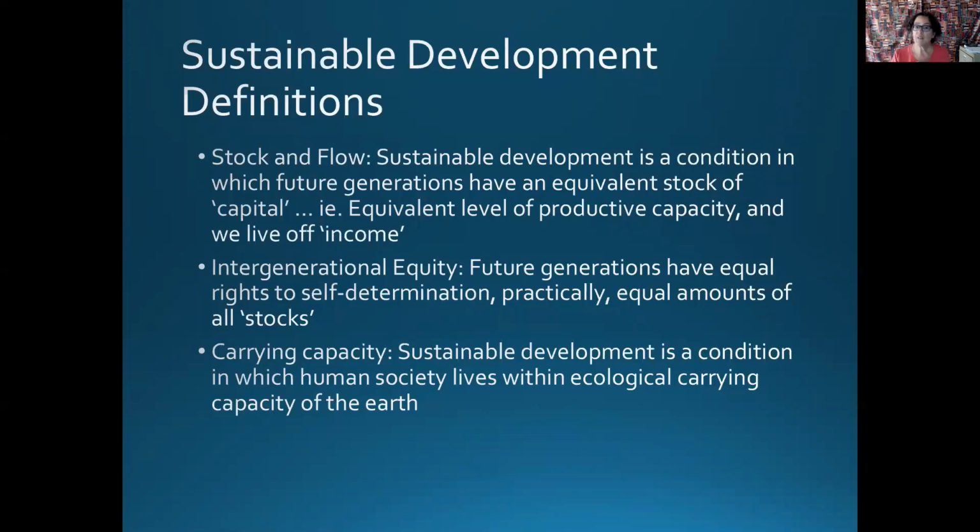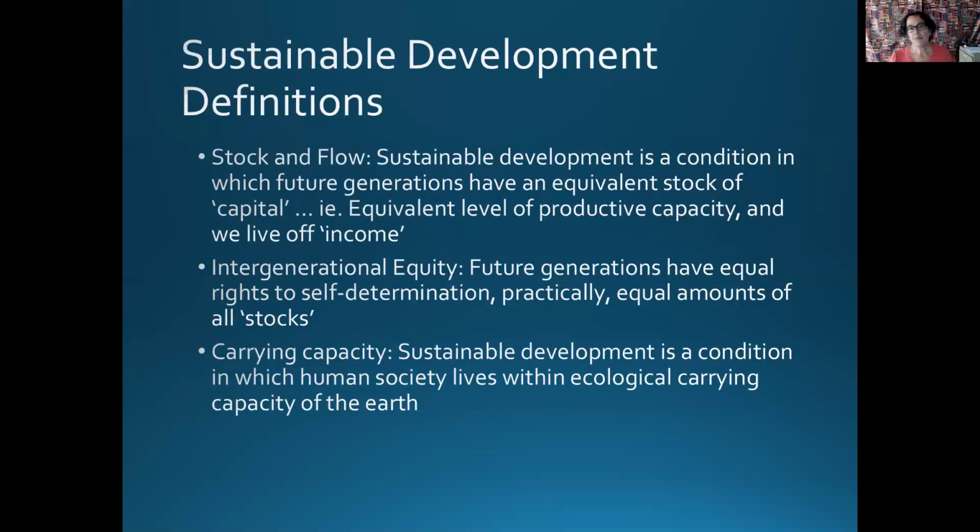Those definitions of sustainability have been around since the 1920s, so it's about 100 years in some natural resource fields. But more recently, under those definitions, we've started to look at different types of capital other than natural capital.